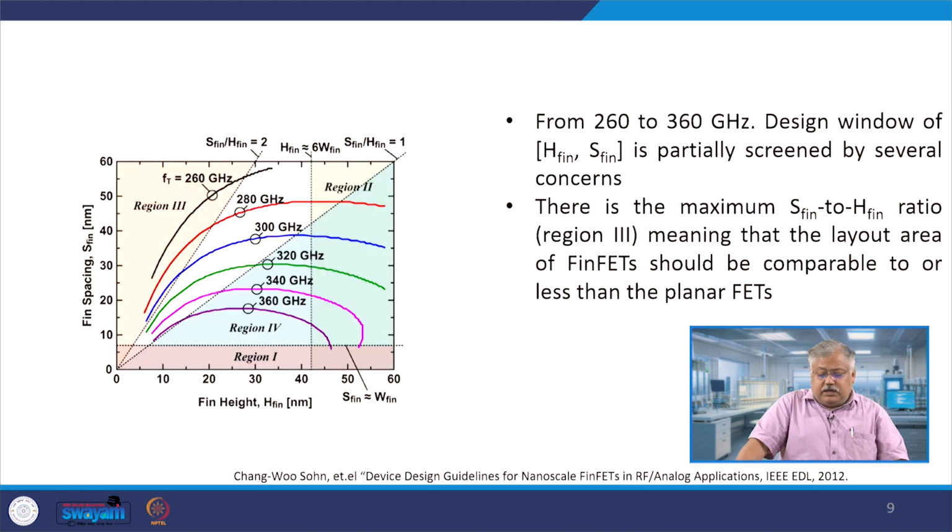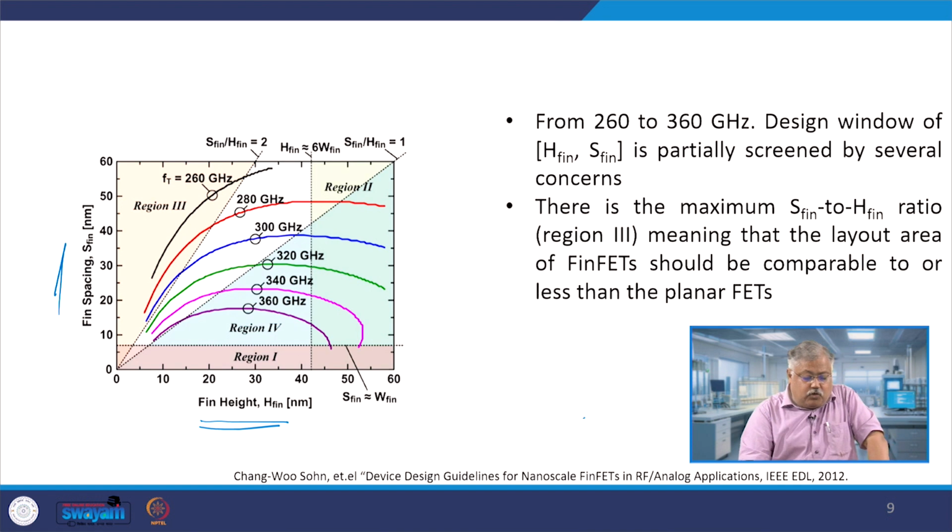So, if you look carefully here, we are plotting fin height and fin spacing. This is S-fin on this side and we have H-fin on this side, and we are saying that there are actually 4 regions of operation where you can look into the value of the various parameters.